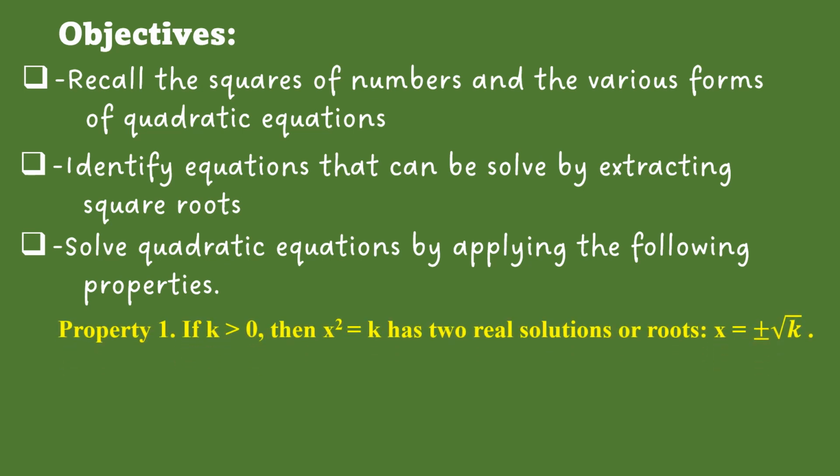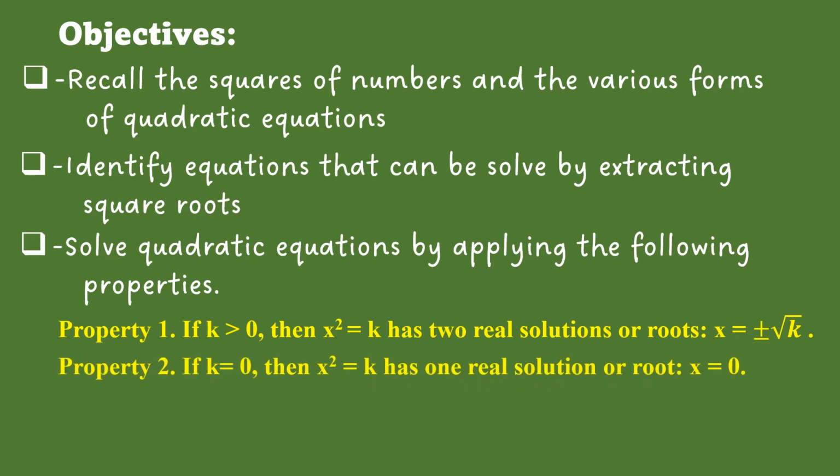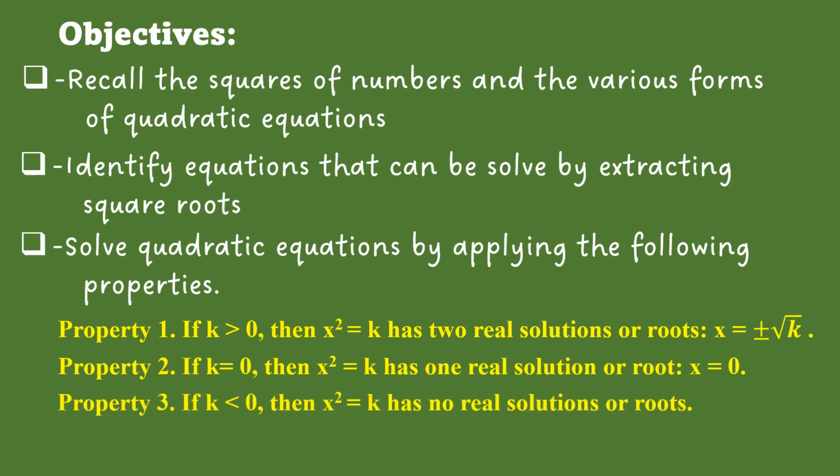Property 1. If k is greater than 0, then x squared is equal to k has two real solutions or roots. That is, x is equal to positive negative square root of k. Property 2. If k is equal to 0, then x squared equal to k has one real solution or root. That is, x equal to 0. Property 3. If k is less than 0, then x squared is equal to k has no real solution or roots.